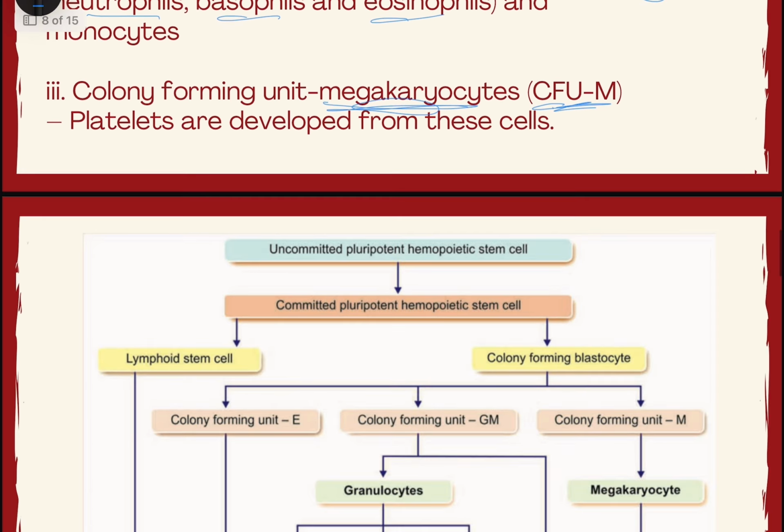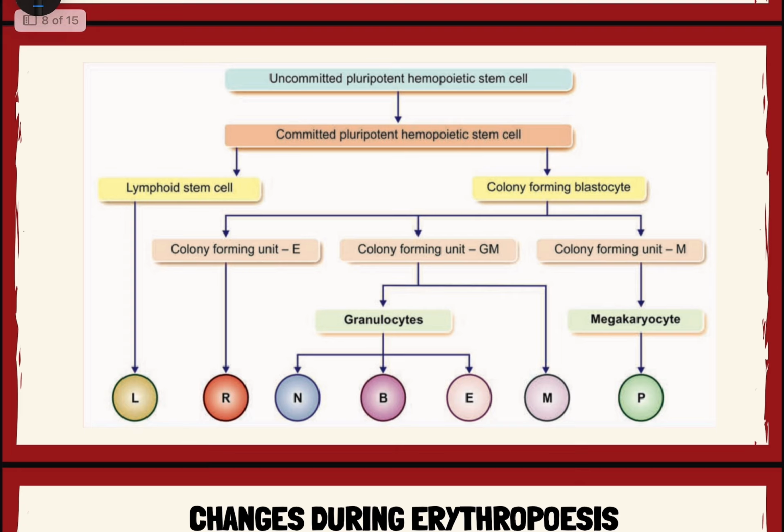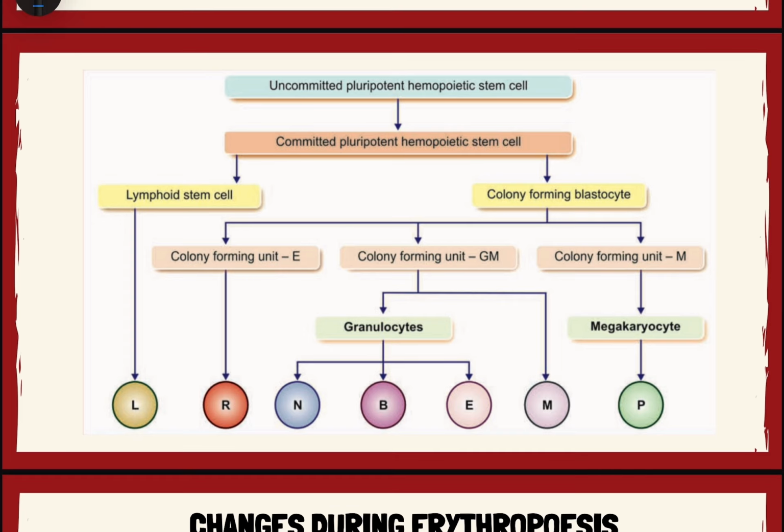So let us understand this entire thing with the help of this flowchart. Firstly, in the bone marrow, there is the stem cell. And what kind of stem cell? Since it is not committed into any particular formation, it is the uncommitted pluripotent hemopoietic stem cell. And after they get into some kind of commitment, they will be known as the committed pluripotent hemopoietic stem cell. And finally they will be of two types.